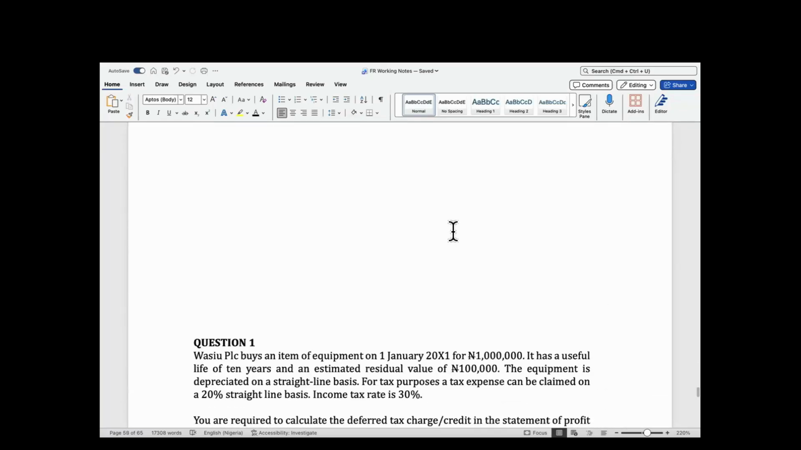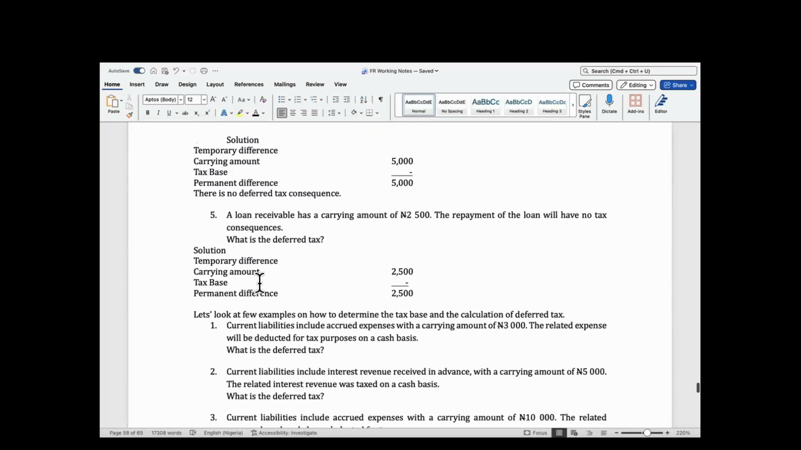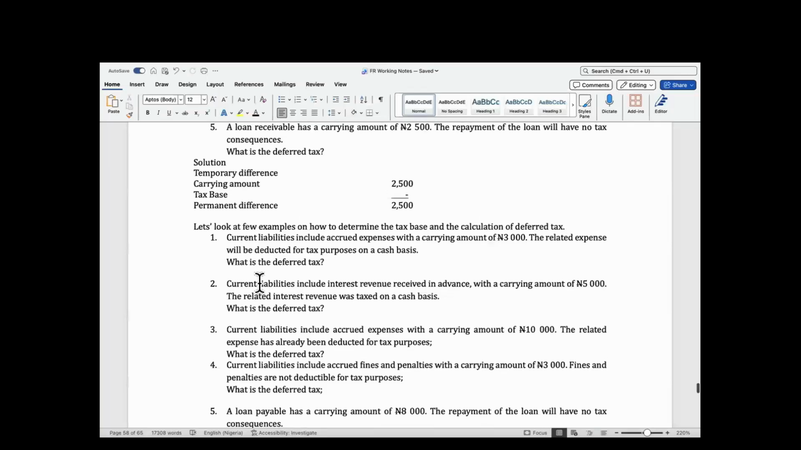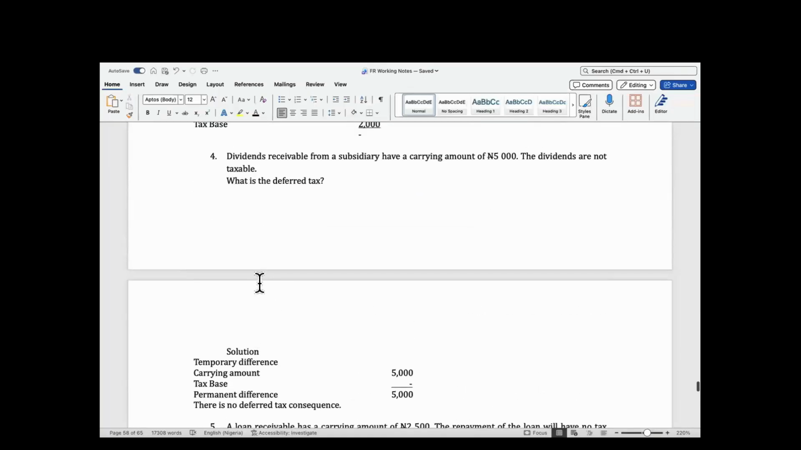Okay. Yeah. David, I'm with you. You can ask a question. Okay. I thought carrying amount was usually used to refer to assets. Why is everything here described as carrying amount?